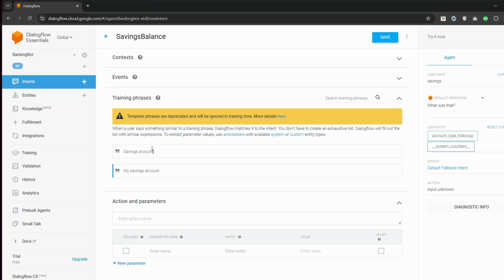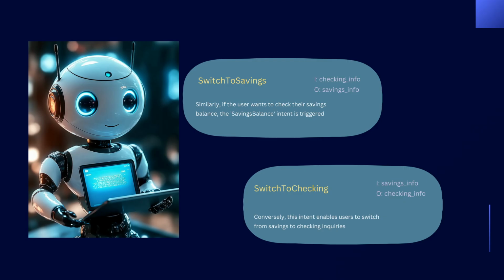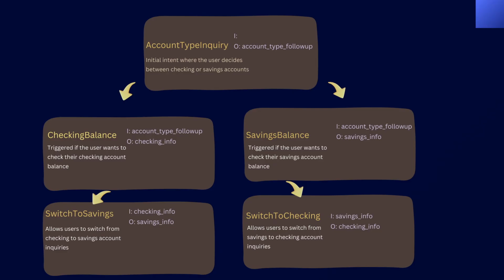Now let's look at the switch to savings intent. This intent allows users to switch their inquiry from checking to savings account. Input context here is checking info. It requires the input context checking info context, meaning it can only be triggered if the user was previously discussing their checking account. Upon triggering, it sets the savings info context, directing the conversation toward the savings account balance.